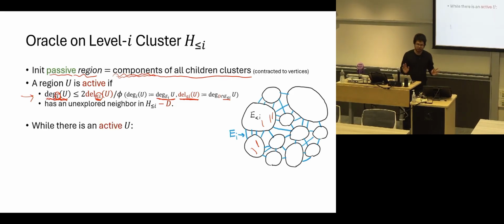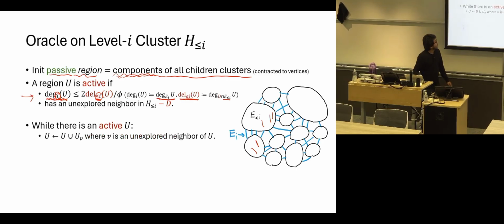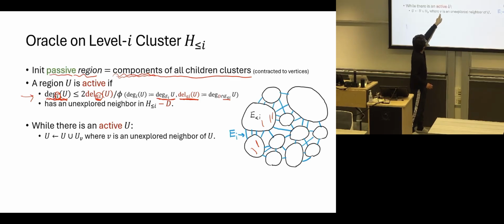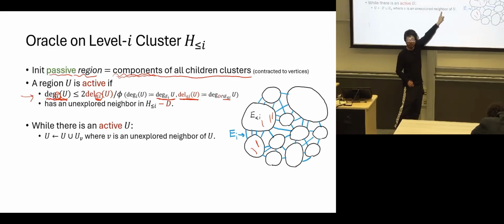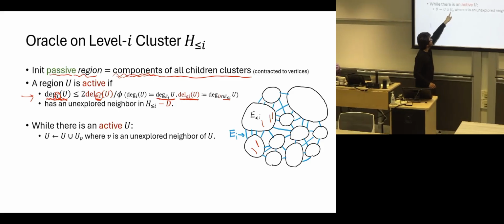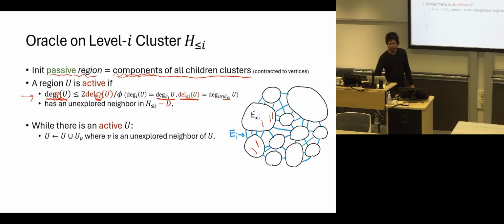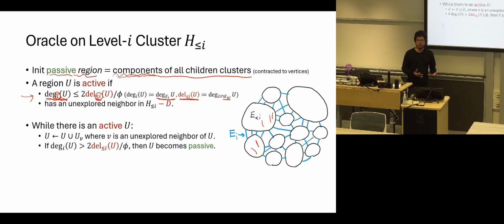And the algorithm is just like this. Like before, previously we just looked at the active region and kept growing the region until it's passive or isolated. We do the same here. Look at the active region. If it's active, then this region U would have some unexplored neighbor of U. Look at the region that contains this neighbor, V, then merge the regions together. Once you merge, you just check if it should still be active or not.